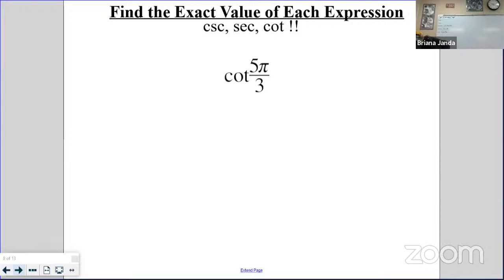Again, I know I can talk about these in a whole bunch of different ways, but tune in to me when I get to your method, okay? So first of all, cotangent is the reciprocal of tangent.